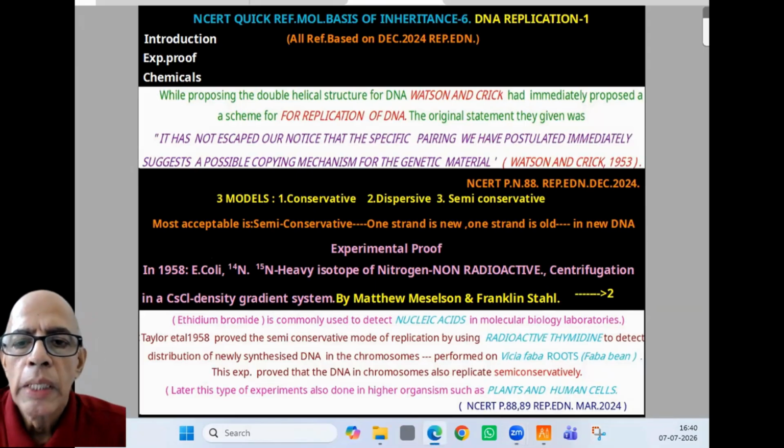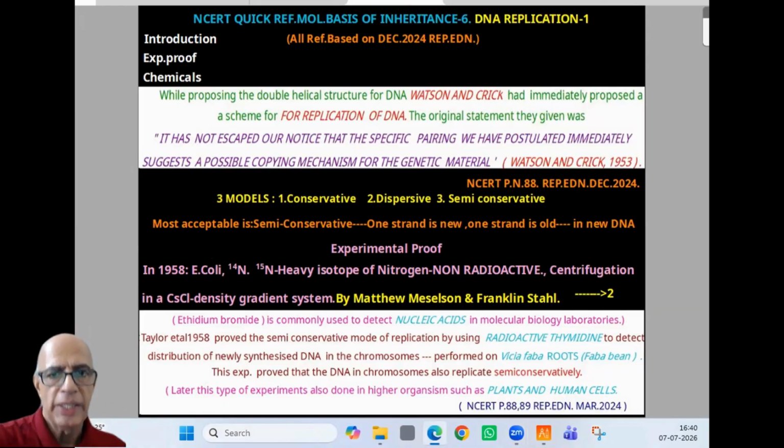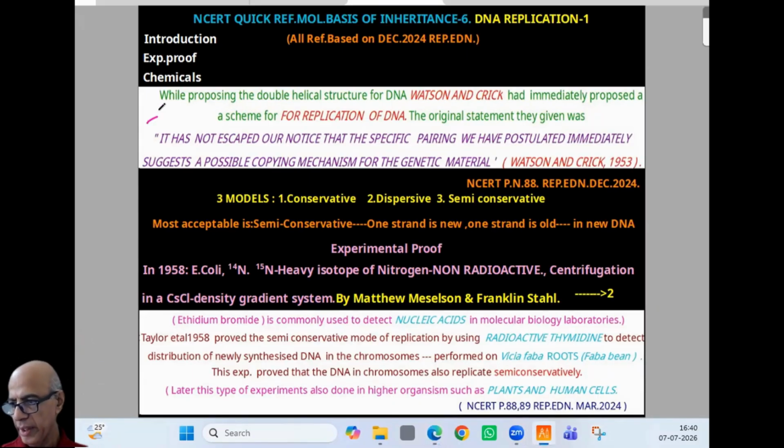When we discuss this DNA replication first part, initially we'll be referring to a statement from NCERT given by Watson and Crick in 1953. That is a famous statement. It can be a question also. Three models have been there previously regarding DNA replication. One is conservative, other is dispersive, and third is semi-conservative. And most acceptable is semi-conservative. That means when the new double-stranded DNA forms, one strand is new, other strand is old.